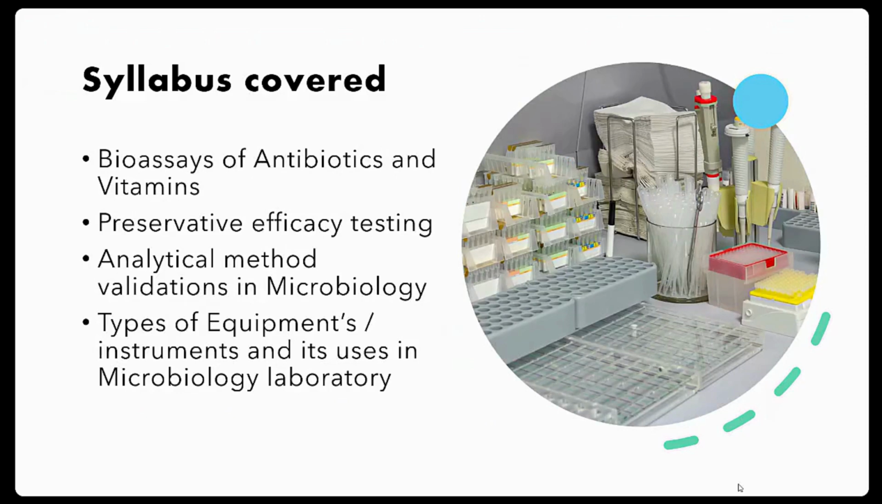Next, bioassays of antibiotics and vitamins. Bioassays are used to calculate the potency of the drug. This is applicable for antibiotic and vitamin assays. Two types of bioassays will be performed: the cup-plate method and the turbidimetric method. In this chapter, we will discuss in detail.